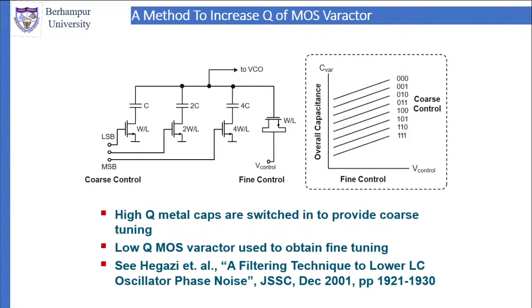These are switched to provide coarse tuning. So C, 2C, 4C, these are high Q metal capacitances. They are switched to provide you the coarse tuning. The low Q MOS varactor, which is on the right hand side, the last one, is used to obtain the fine tuning. So you have coarse control and you have fine control. For details, you can see this reference by Hegazi and his co-workers.